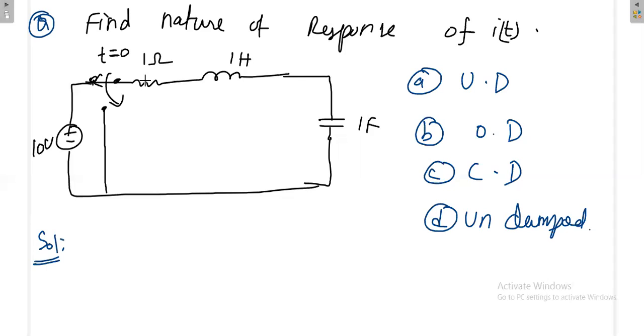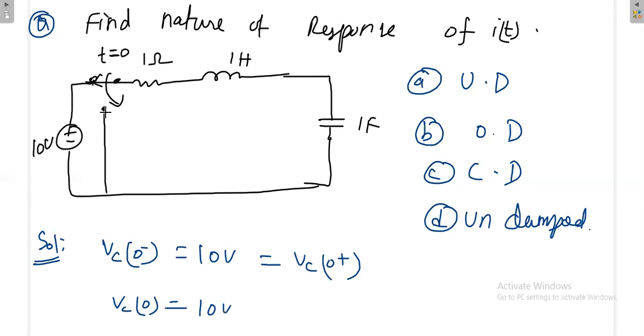See, first the RLC is connected with the 10 volt source. We do not know at what time it was connected, but we'll assume that it was connected long before. So just before the switching, the circuit will be in steady state. That means the inductor will be short and the capacitor will be open. Then what is the voltage across the capacitor? VC(0 minus) is 10 volt, which is the same as VC(0 plus). The capacitor is having 10 volt.